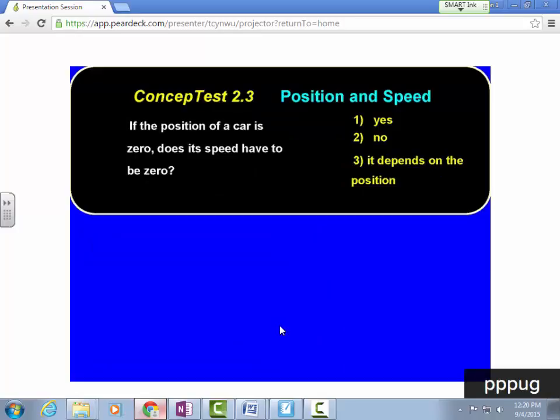If the position of a car is 0, does the speed have to be 0? 30 seconds.